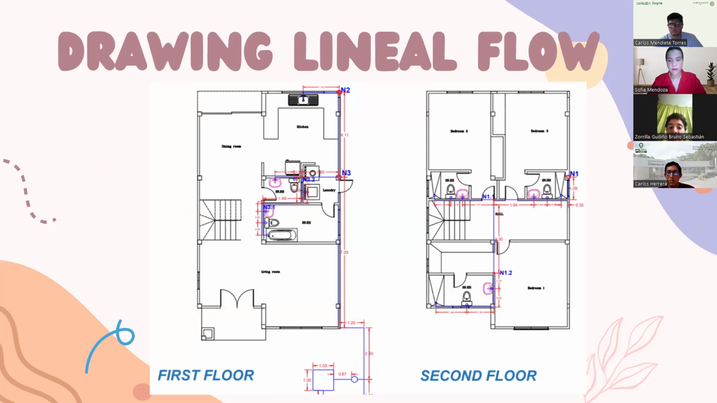First, we have a drawing of the linear flow, and we can see the different nodes that we are going to use. The number of the nodes depends on how far it is from the cistern. If the number is 1, it means that it's the farthest one.